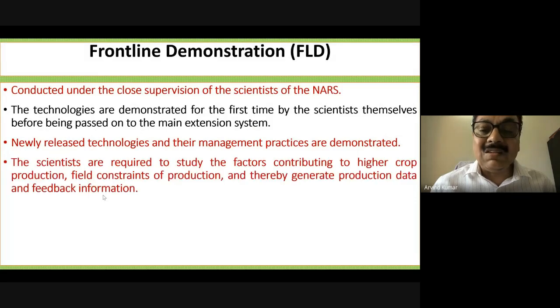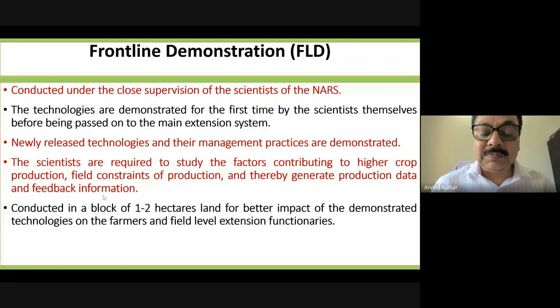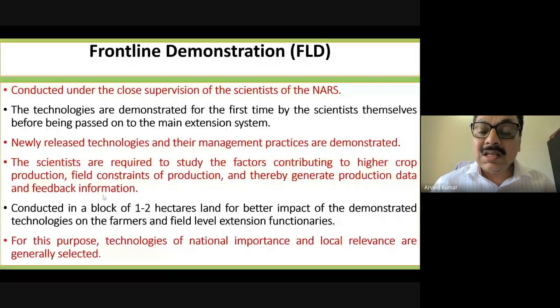And the second one, here scientists can identify the contributing factors for higher production, and the constraints in production, all these things. So all kinds of data should be collected. Conduct it on at least 1 to 2 hectares. Now it is not possible in hilly areas, so the area may vary, but the idea behind this is, if we have more area under the FLD, then the impact will be demonstrated easily. So here we have to take the technology which is of national importance and having local relevance.